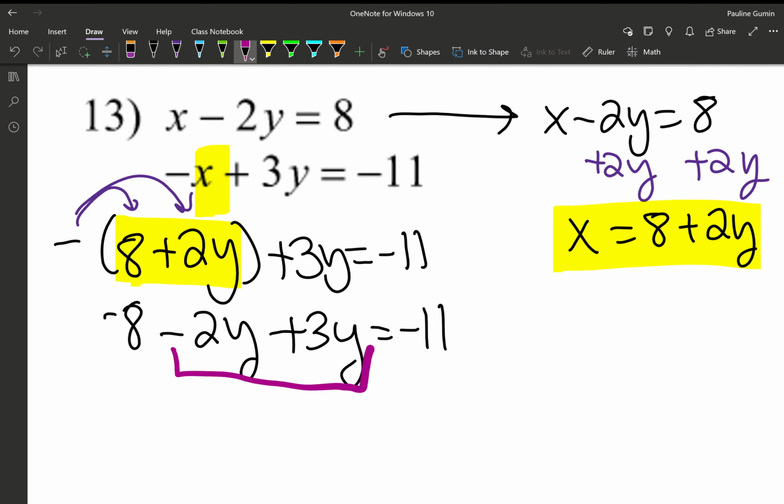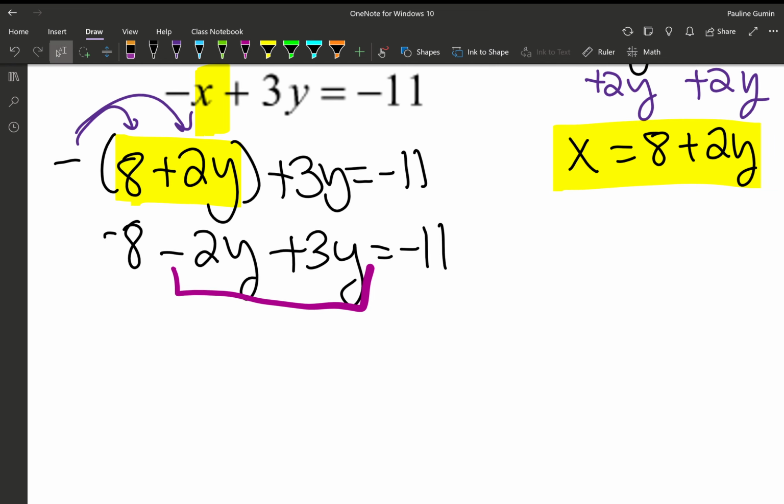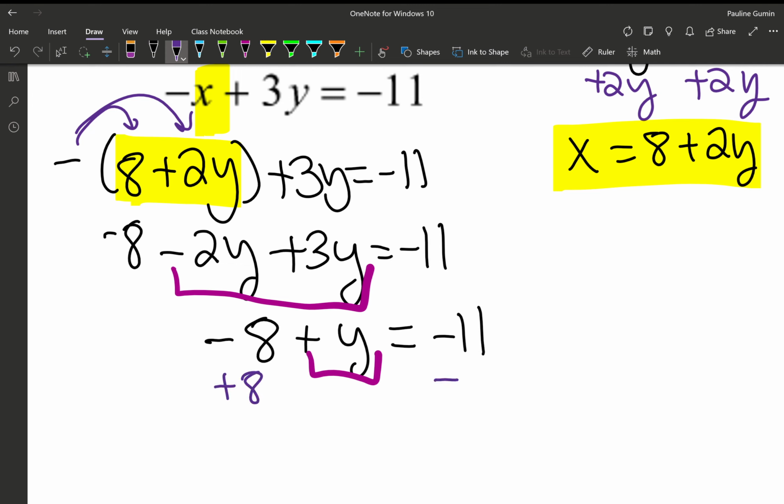We're going to combine some like terms. So that means negative 2 plus 3 is just y. So we have positive 1y, so negative 8 plus y equals negative 11. Add 8 to both sides. Y equals negative 3.